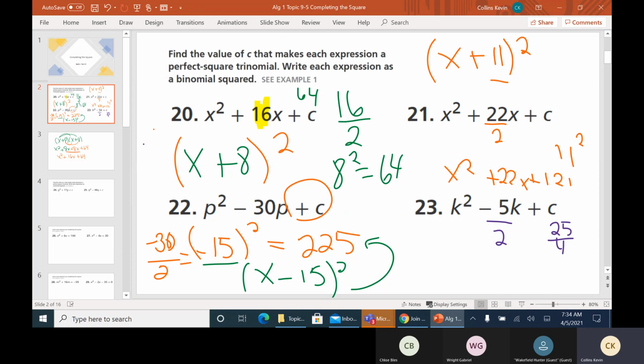Okay? But again, what we're looking for is once we add that number to the end there, then this thing factors into, unfortunately in this case, it's going to be x, well, k, but I'm using x, minus 5 halves squared. Okay, so even though that's a fraction, that's okay. We can do it that way.